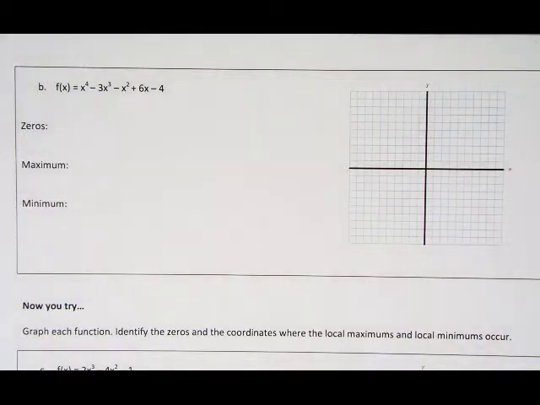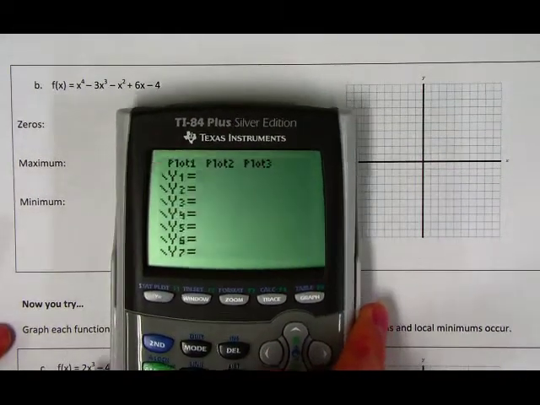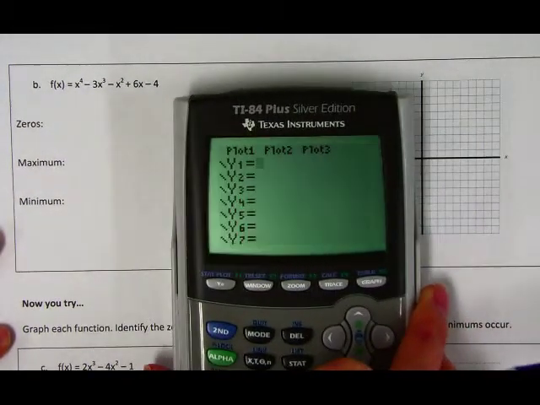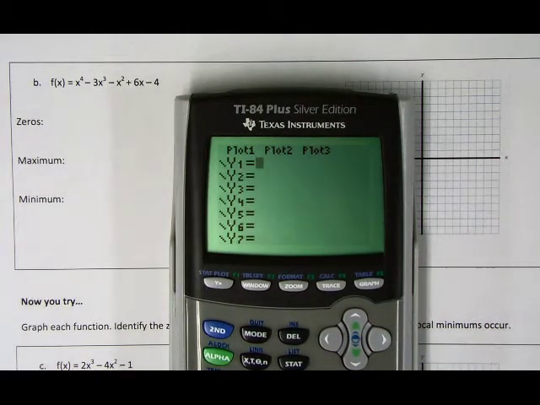In letter B, you are given not a cubic like we're used to seeing, but a quartic. And we want to graph this quartic and see where our zeros, maximum, and minimums occur. So we're going to take our graphing calculator, and we're going to do this in a simpler way instead of doing it by hand.